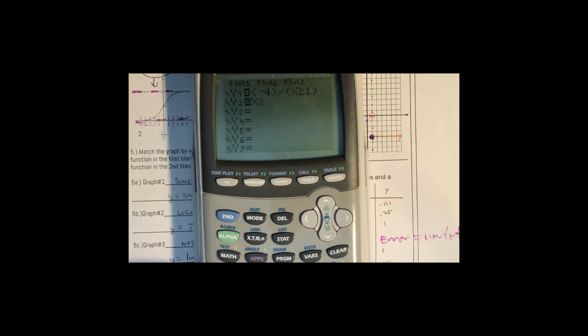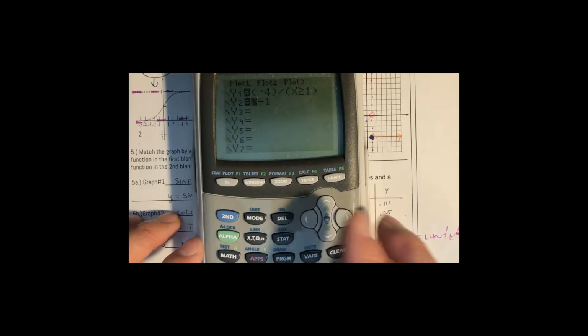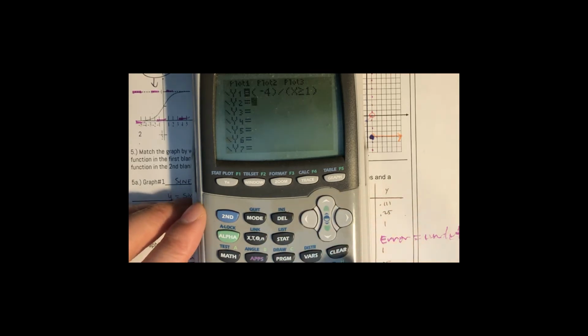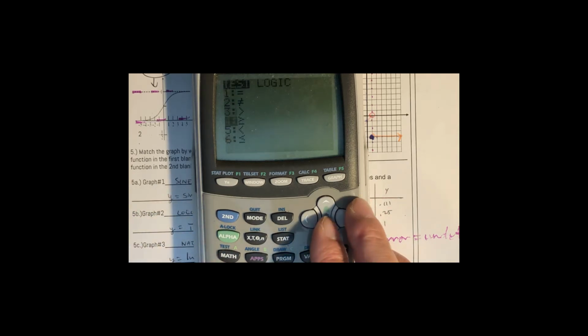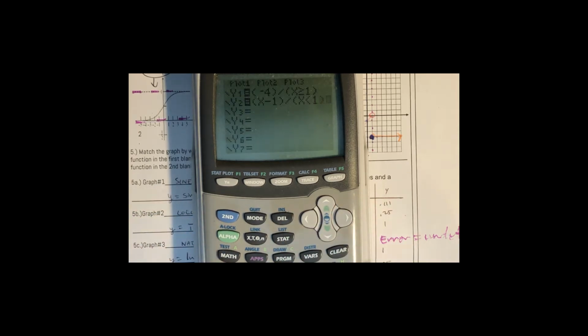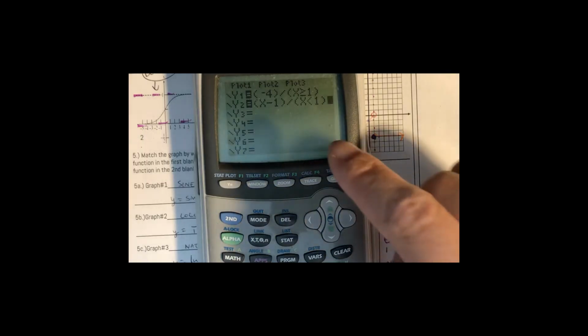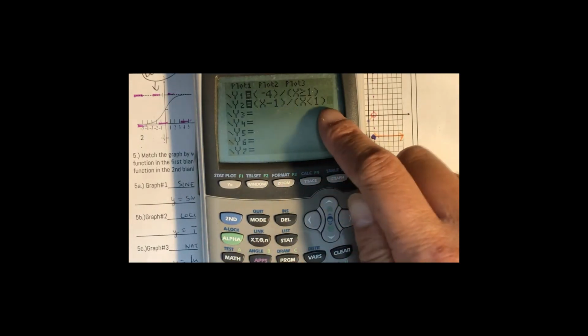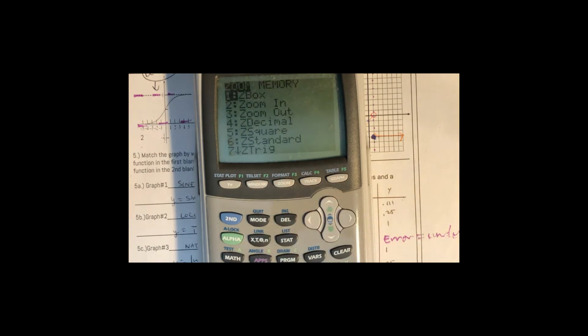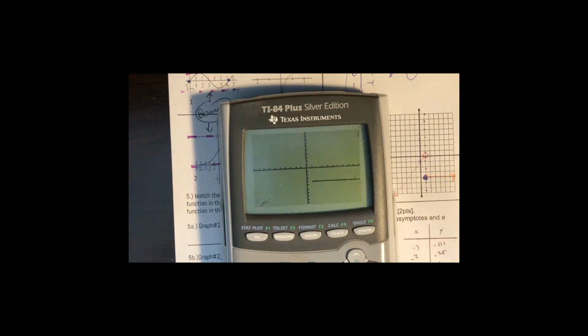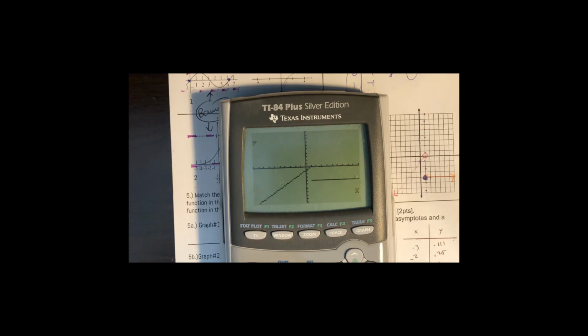Let's go down to question number 2. X minus 1. I forgot to put those in parentheses, so you can just press clear and do it again. X minus 1 divided by x, and then inequality is test, so second math less than 1. Alright, so I have x less than 1, close the parentheses, and I'm going to press zoom 6. And then that's what you needed to graph.